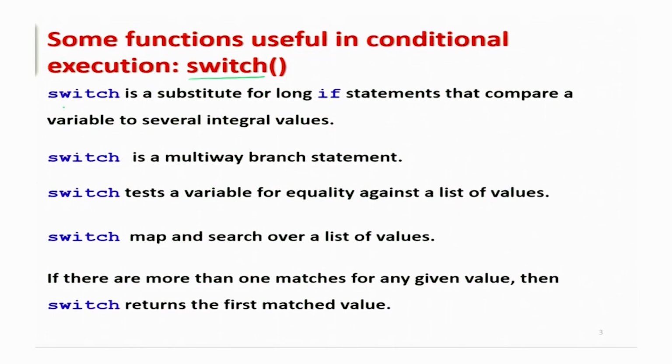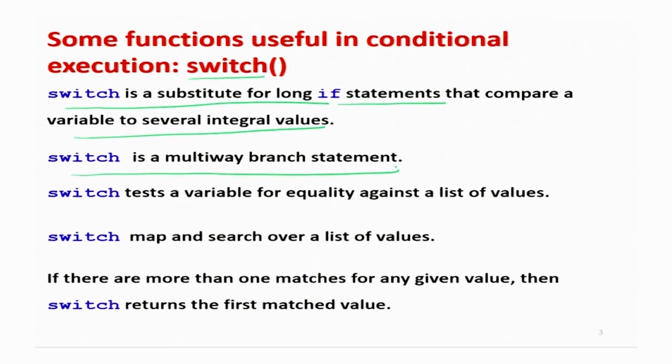Actually this switch is a substitute for long if statements that compare a variable to several integer values. Suppose you have some sequence of numbers, say 1 to 100, and you want to know where the number 99 is coming; this type of information you can obtain from such a function. So this switch is a sort of multi-way branch statement, and it tests a variable for equality against a list of values.